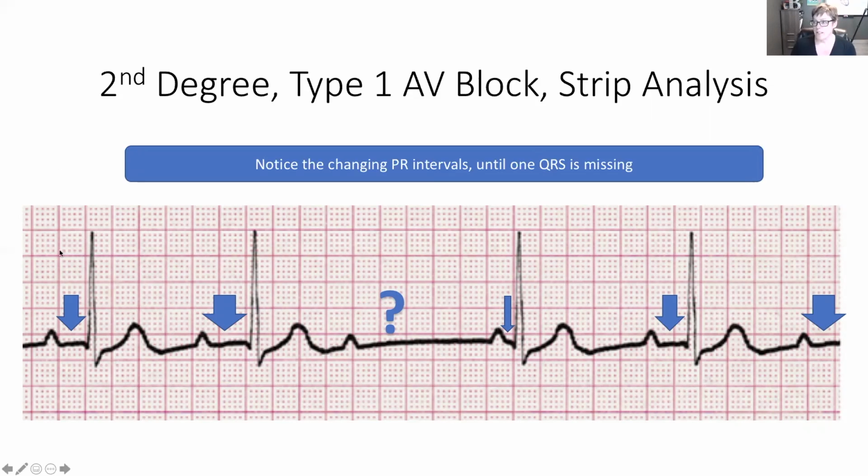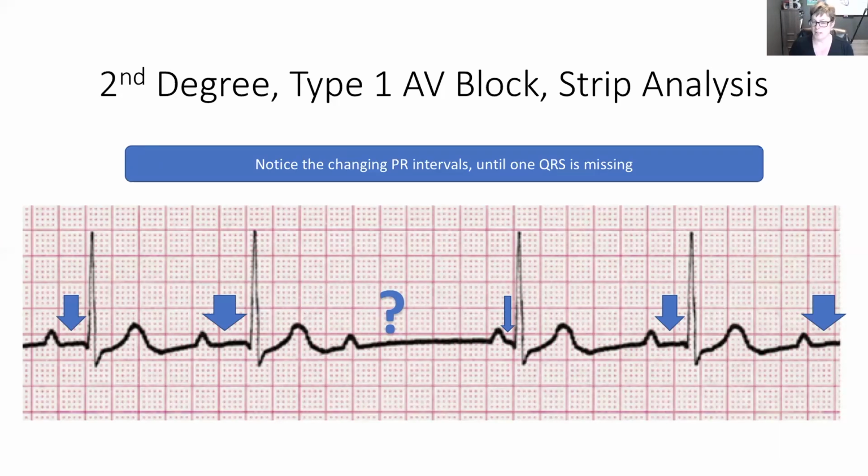Okay, so second degree type 1, we're going to notice that we have an increasing PR interval until all of a sudden one drops. So here we have a prolonged PR interval. There's our first initial 5-minute delay. And we've got to go around to the next block. So we're getting a little bit longer. And in this case, we just don't even have one. This is where the trees are down, all the roads are closed, not getting home.